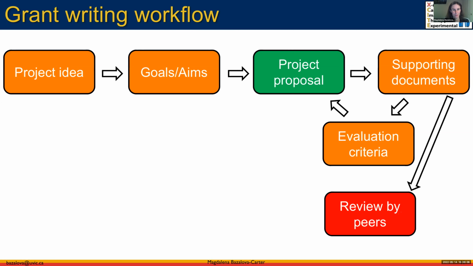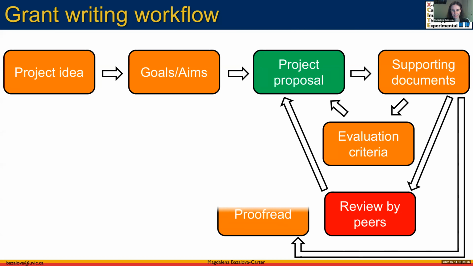And if you can send your proposal to multiple people, that's always better. You might get some interesting ideas and perhaps conflicting ideas as well. But definitely this is a critical step for writing a grant. Send it to your colleagues. Then you go revise your project proposal, supporting documents as well. And finally, maybe you go back and you proofread your document.